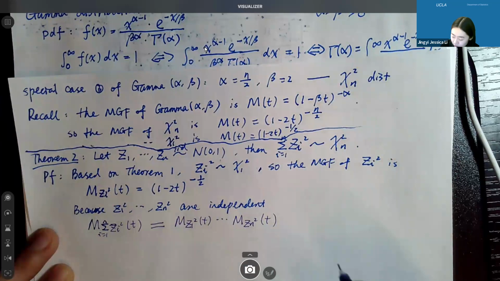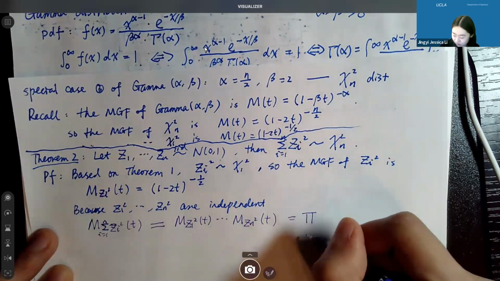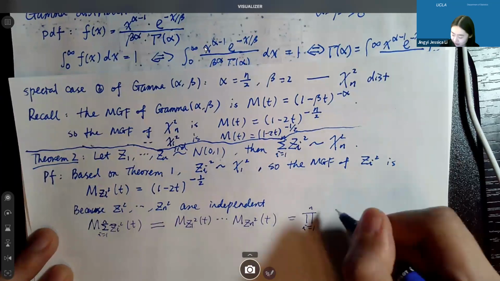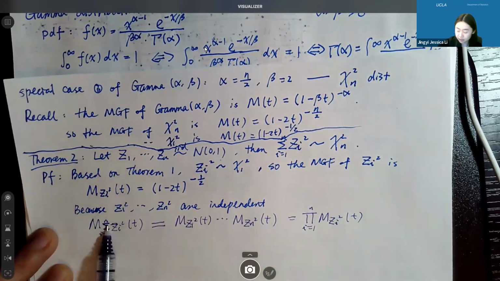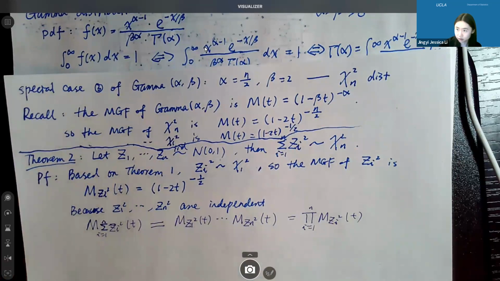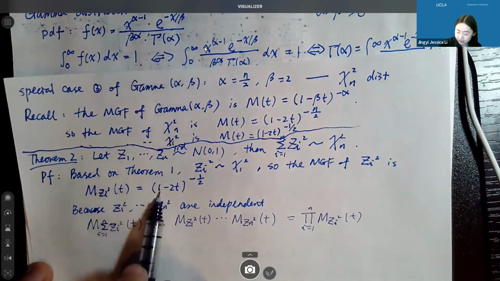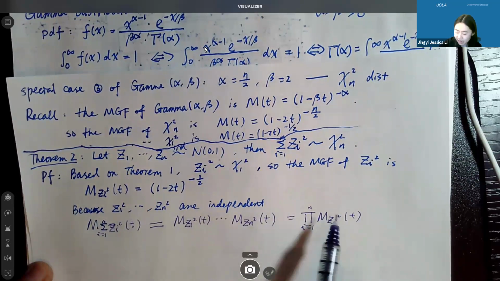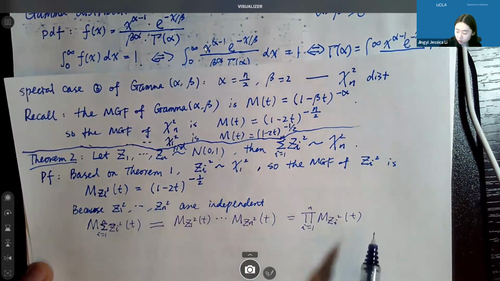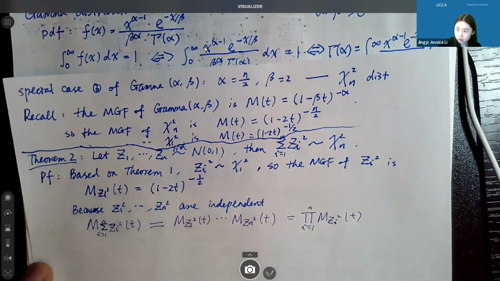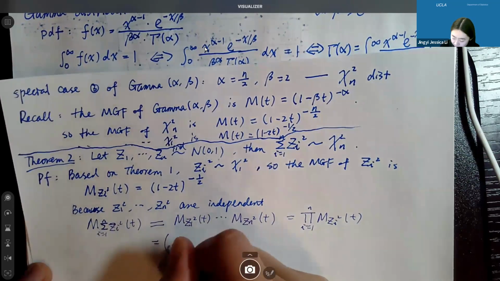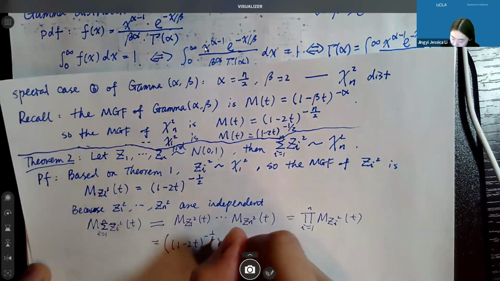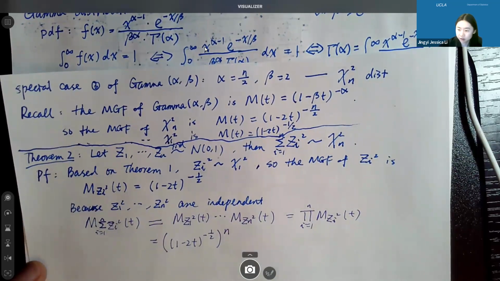Okay, and I'm going to introduce this notation because I know from my previous years of teaching this class, not everybody saw this before. This means the product, i goes from 1 to n, of zi square at t. So just like the big sigma means summation, this big pi means product. From here, for each zi square, its Mgf is this form. So we have n copies of this multiplied, which gives 1 minus 2t, this thing, to the power n, multiplied n times.